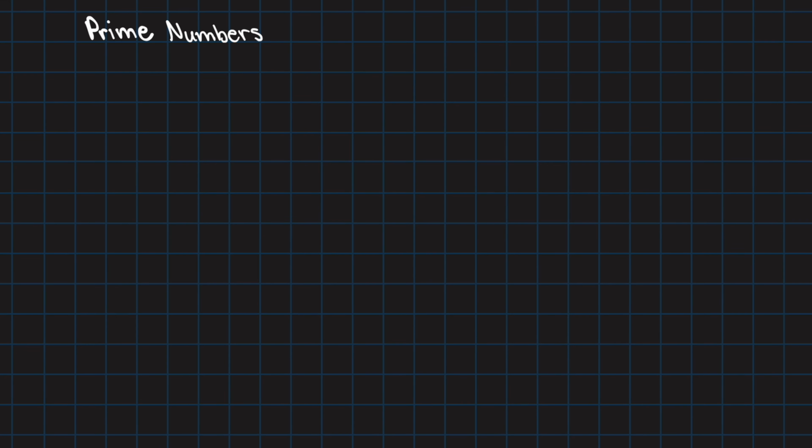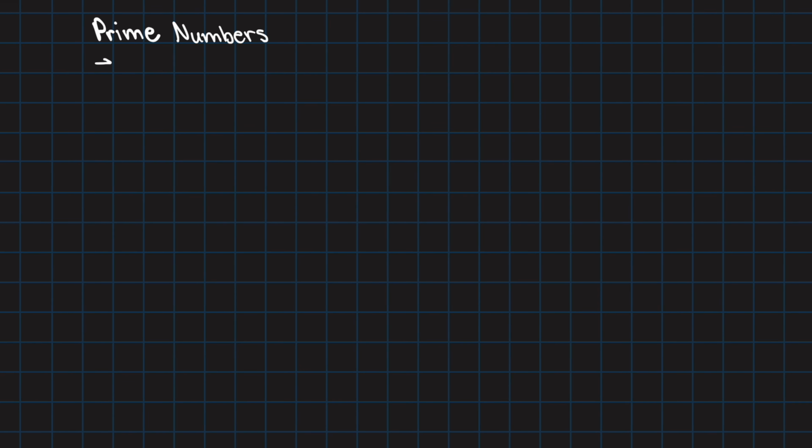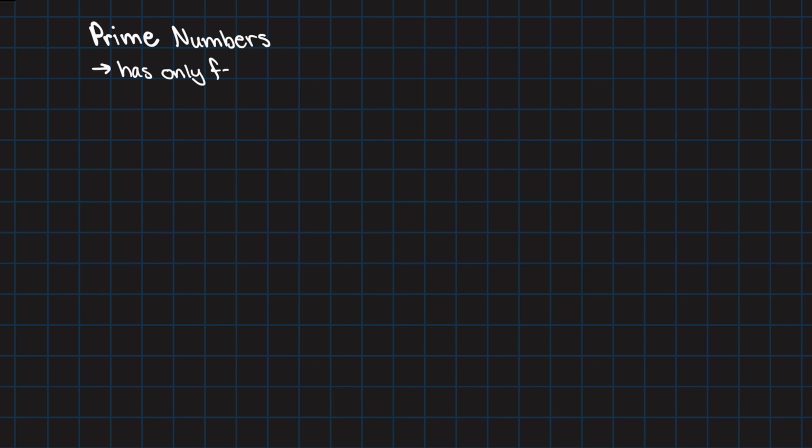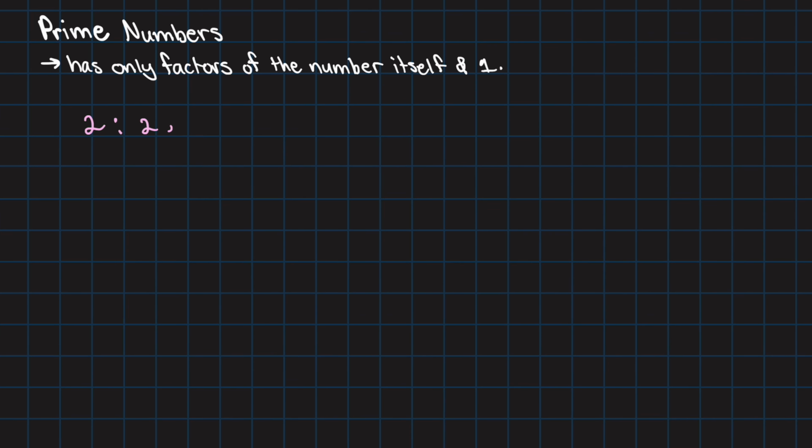Okay, so what exactly is a prime number? And the answer to that is a prime number is a number that only has factors that are itself and the number 1. And factors are things that are multiplied together to come to that number. So for example, factors for the number 2 are 2 and 1 because 2 times 1 is equal to 2, and those are the only two numbers that will give you 2.